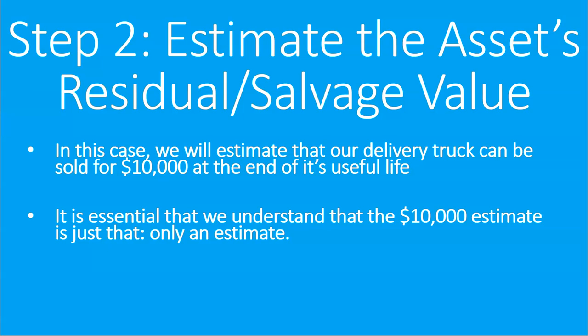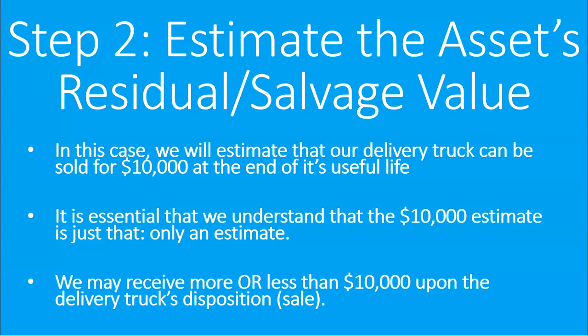It says it is essential that we understand that this $10,000 estimate is just that. It is only an estimate. When we get to the end of the useful life, we may sell it for more or less than $10,000. And there we go. We might get more than $10,000. We might get less upon the delivery truck's disposition. So disposition and sale, those are also synonyms.